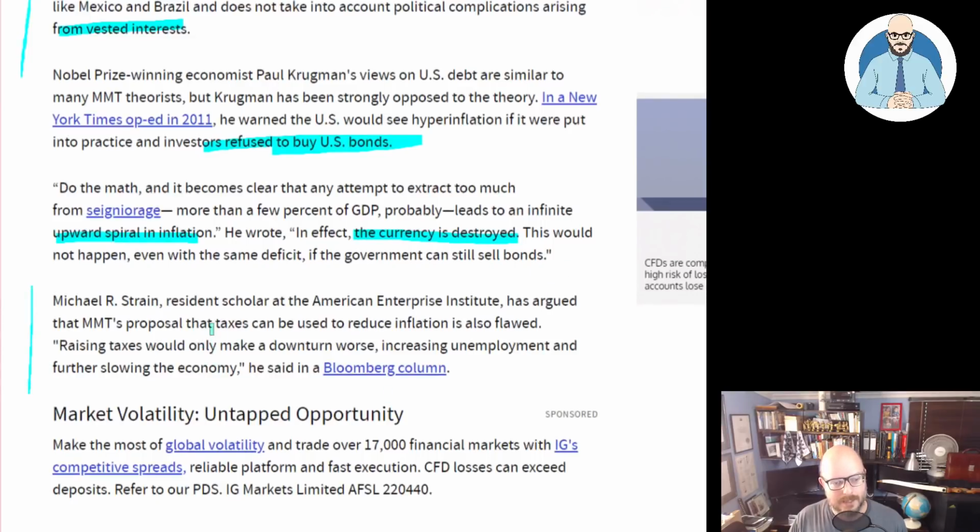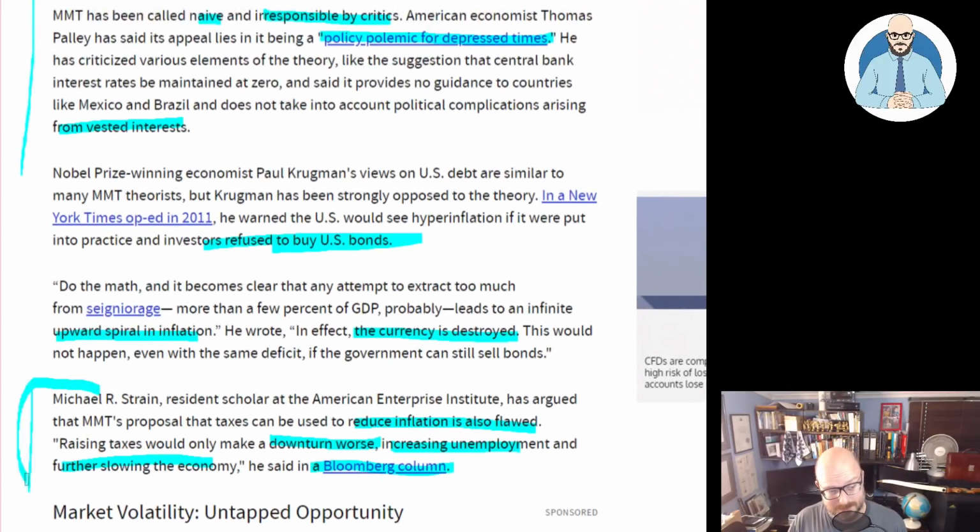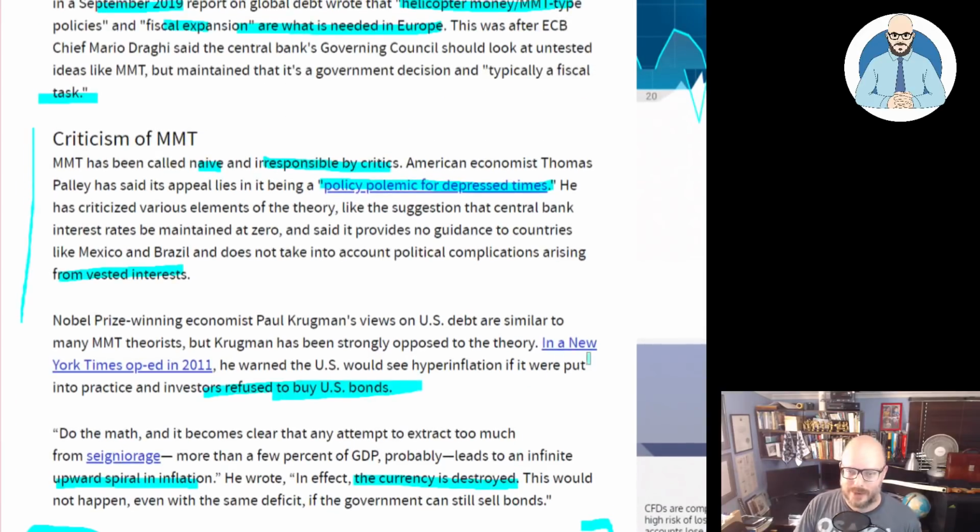Michael R. Strain, resident scholar of the American Enterprise Institute, has argued that MMT's proposal that taxes can be used to reduce inflation is also flawed. Raising taxes would only make a downturn worse, increasing unemployment and further slowing the economy, he said in a Bloomberg column. So, I mean, this seems to make a lot of sense, because what does raising taxes do?